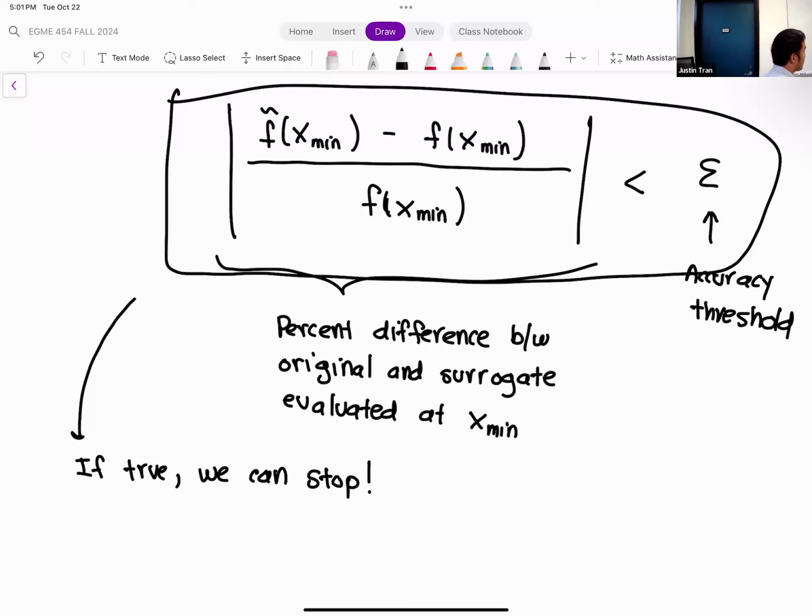If it's not, and most likely the first time that you do this it's not going to be close, then we need to refine our surrogate. That's the second main phase of the interpolation algorithm. Interpolation algorithm phase one: determine your step size. Phase two: refine your surrogate.